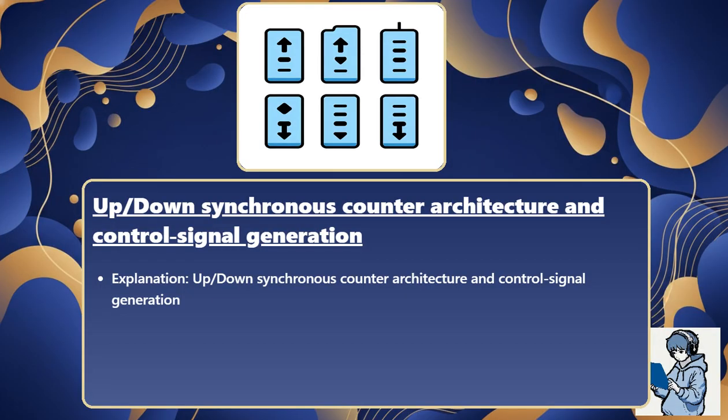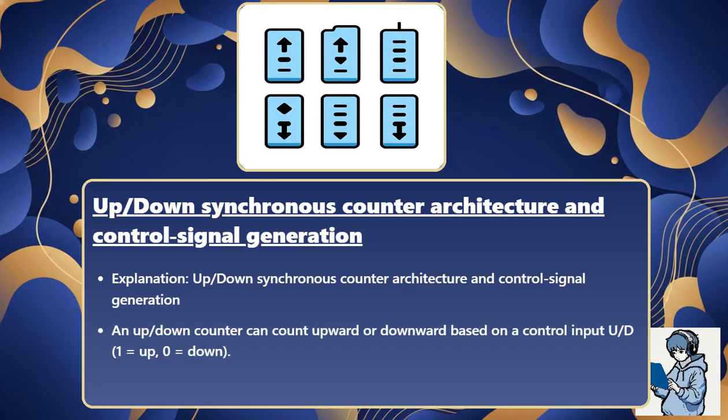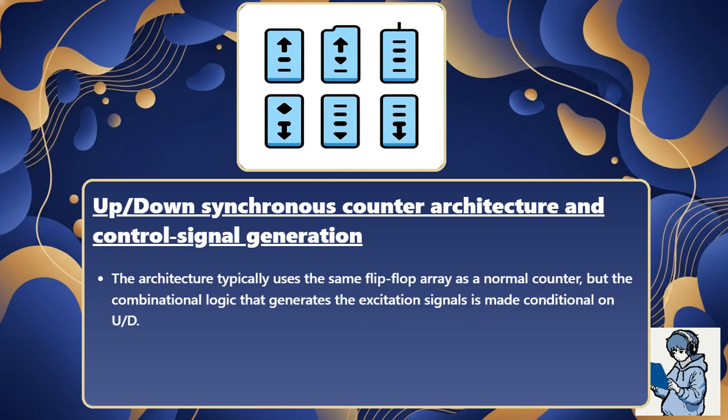Explanation: up/down synchronous counter architecture and control signal generation. An up/down counter can count upward or downward based on a control input u/d, 1 equals up, 0 equals down. The architecture typically uses the same flip-flop array as a normal counter, but the combinational logic that generates the excitation signals is made conditional on u/d.